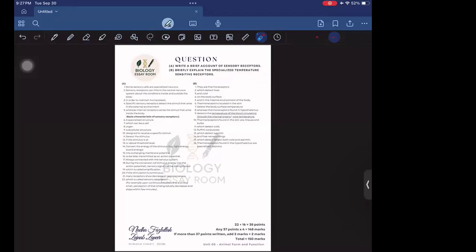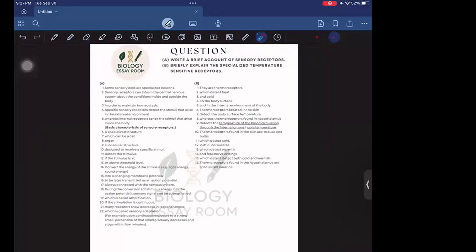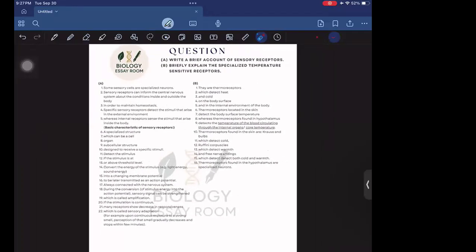Okay, so the first one, which says write a brief account of the sensory receptors. Some sensory cells are specialized neurons. Sensory receptors can inform the central nervous system about the conditions inside and outside the body. Second point, the reason why we have not mentioned the cell and stuff here is because we will be repeating that again under the basic characteristics of sensory receptors. So because of that, they have not given that as points once again at the beginning.